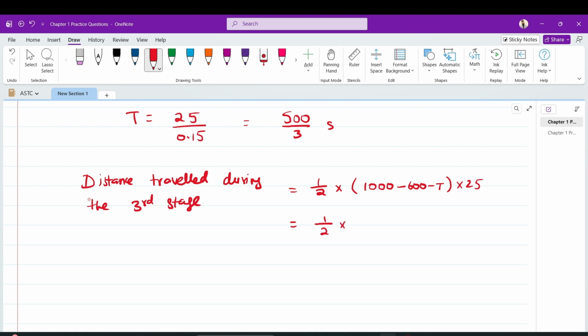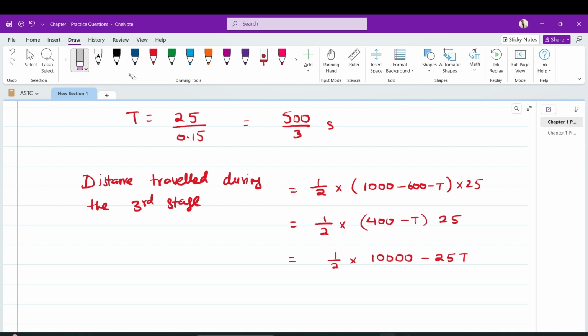So this will be half into 400 minus t, times 25. So that will be half into 25 times 400, which will be 10,000 minus 25t.